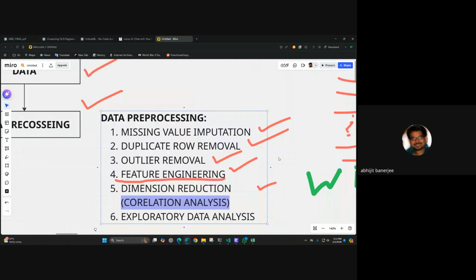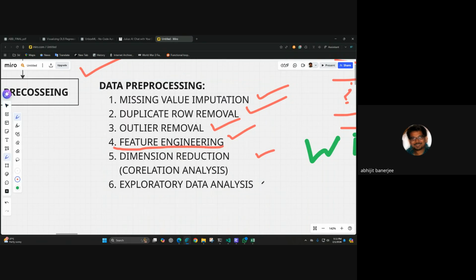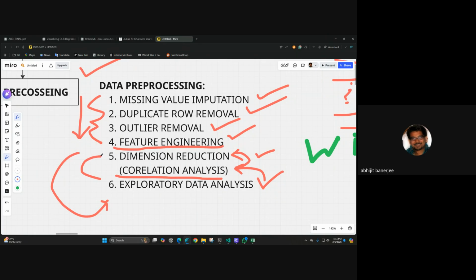And after doing that, we need to do the exploratory data analysis. This will provide correlation. And once we have this, we can do dimension reduction. So up to this, 1, 2, 3, 4, it's just straightforward, top to bottom. Jump back to exploratory data analysis. We get correlation values. Then we do dimension reduction. I repeat, 1, 2, 3, 4 are in sequence.